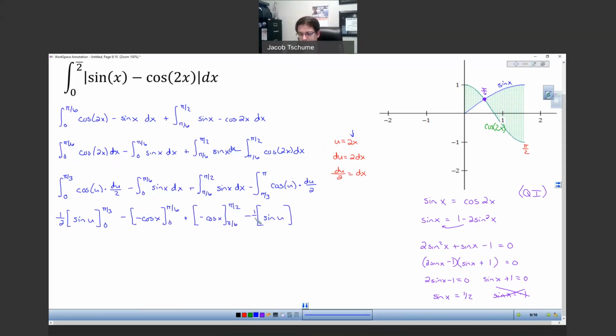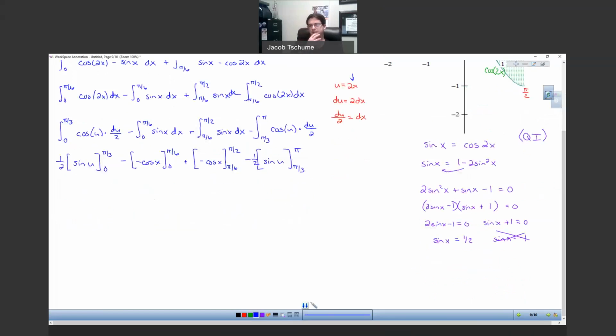Don't forget the 1/2 like I almost did. That 1/2 comes out front. And you evaluate this from pi over 3 to pi. So you've got a bunch of numbers coming here. So here we go. This is going to be 1/2 times. If you plug in pi over 3, the sine of pi over 3 is root 3 over 2, minus the sine of 0 is 0.